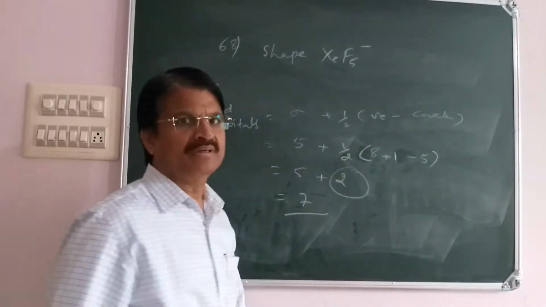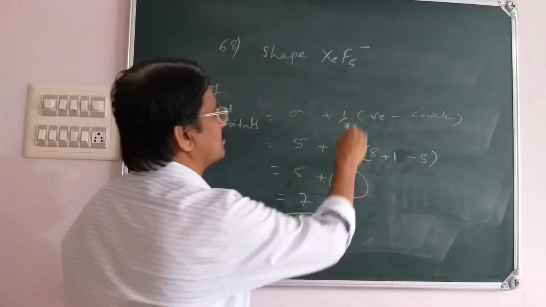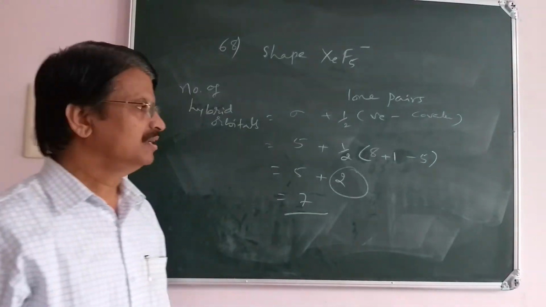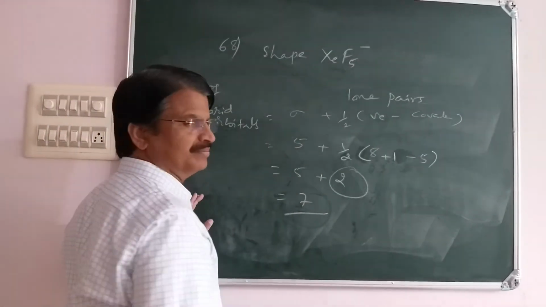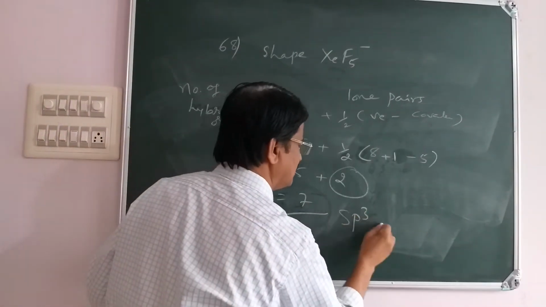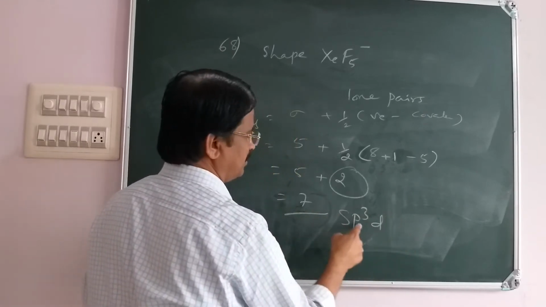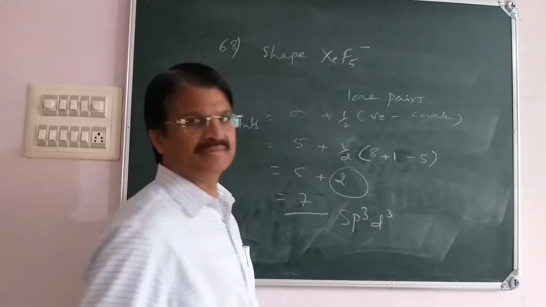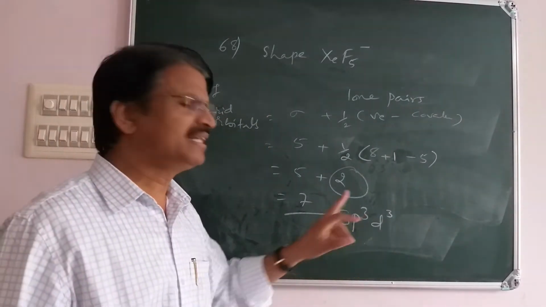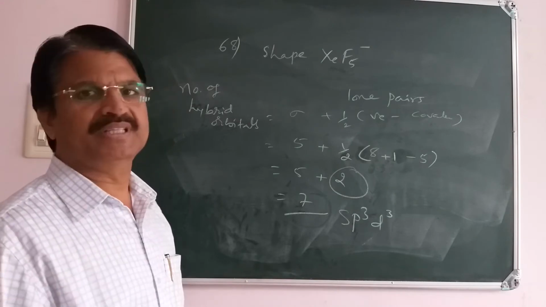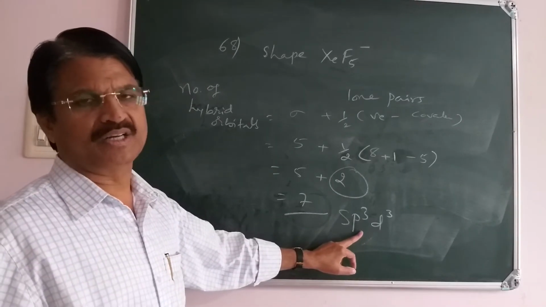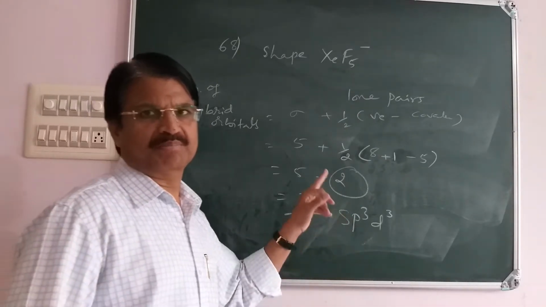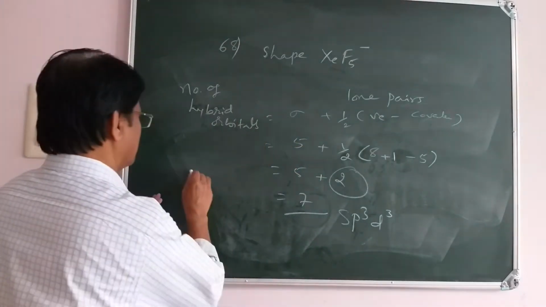Now remember, there are 2 lone pairs. But the total value is found to be 7. Therefore, 5 plus 2, 7. It is called sp3d3. If you get sp3d3, then it is said to be what? Pentagonal bipyramidal. It is called pentagonal bipyramidal.